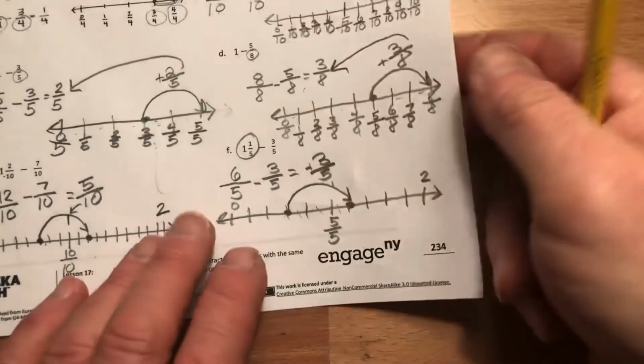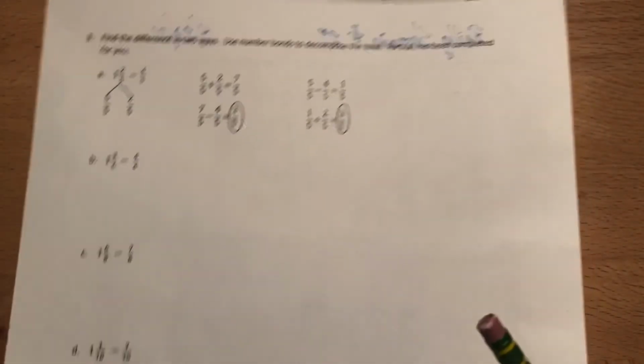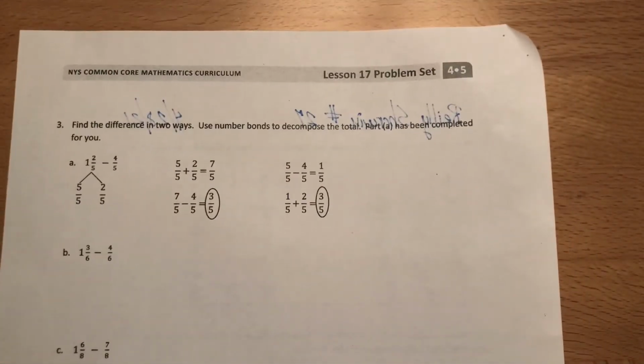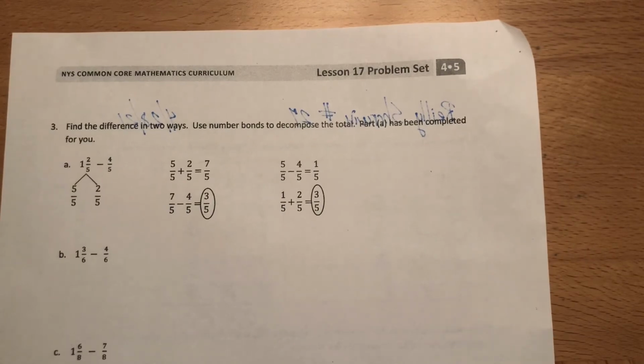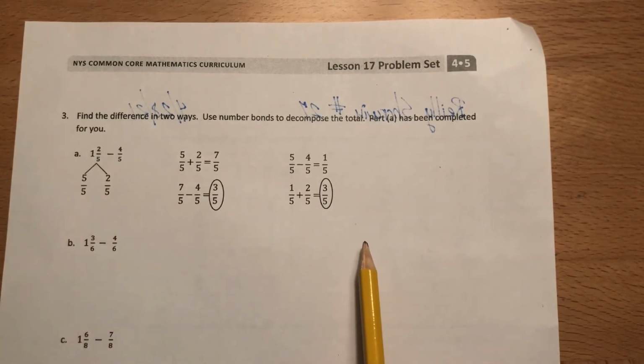All right. That's a lot of work, a lot of number line work there. All right, let's check out the back. It says find the difference in 2 ways. Use number bonds to decompose the total. Part A has been completed. Okay, so find the difference in 2 ways.